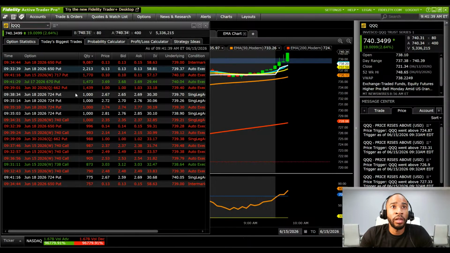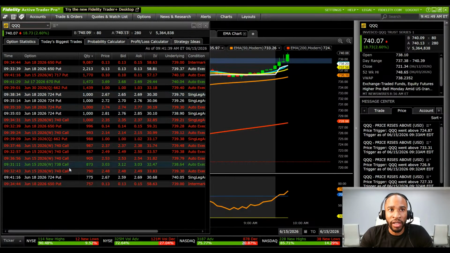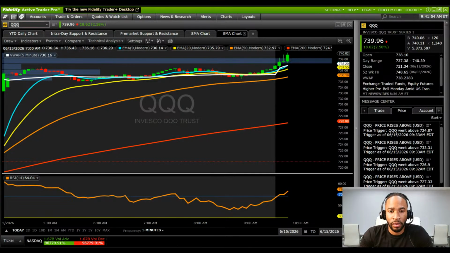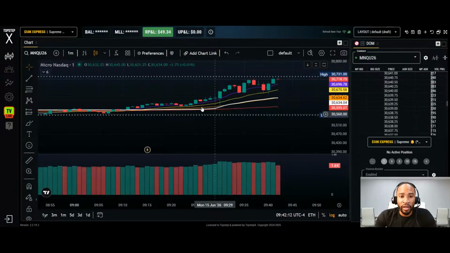So based on the big money orders, we don't have any large orders, but some individuals did load up on shorts towards the downside. So let's see what's going to happen next. So the Qs just reached a new resistance level at $740.39. I am currently flat on all positions at the moment. Let's go back to my other platform. We're scalping on the 1 minute and 5 minute time frame.